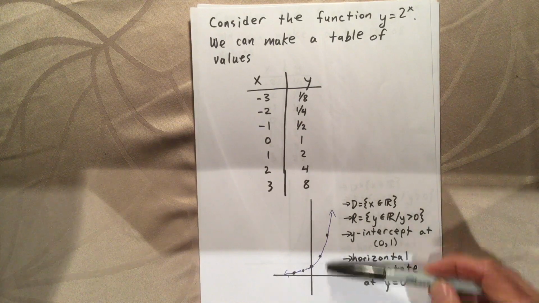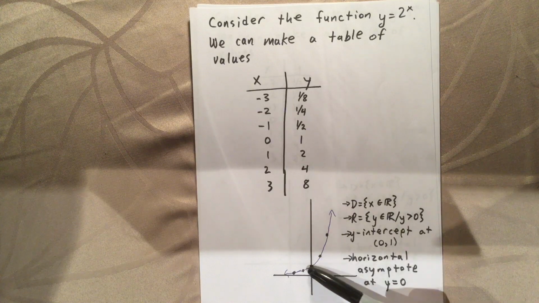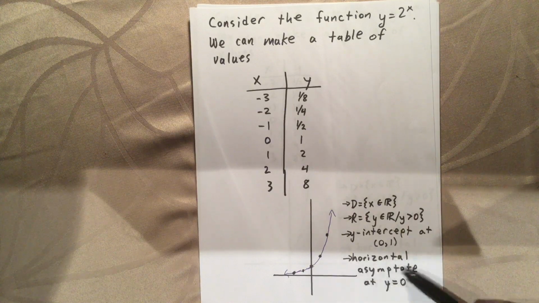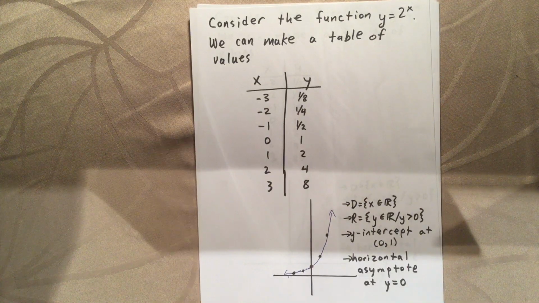And we see that the domain is x element of the reals. The range is any y value greater than 0. We see that there's a y-intercept at 0, 1, and there's a horizontal asymptote at y equals 0. The x-axis is a horizontal asymptote. So the curve will never touch the x-axis, but it will get infinitely close to the x-axis.